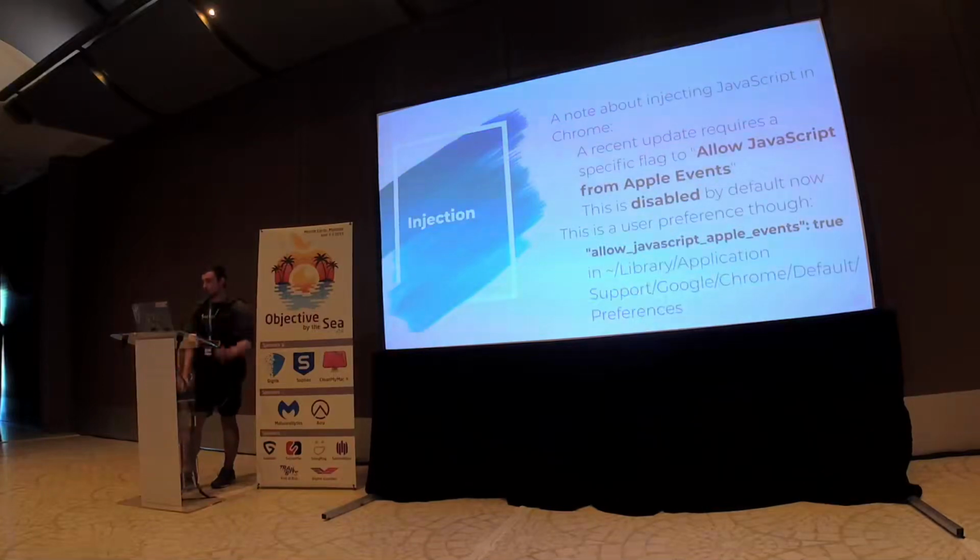And so the defensive thing about this is noting that this allow JavaScript from Apple events is disabled by default, but it's a preference that a user sets. So if, for example, on Chrome, if Chrome is currently closed, in application support Google Chrome default preferences, you can write in allow JavaScript Apple events true, and the next time Chrome starts, awesome, it's true now. Now you can do your injection. So super easy to bypass, but it is disabled by default, so that might be something that you can check for.